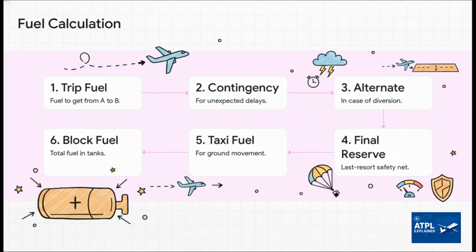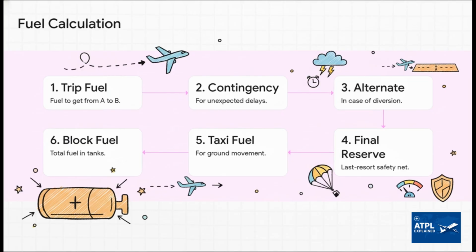First up, you've got your trip fuel. That's what you need to get from A to B. Then you add contingency fuel, just in case of unexpected headwinds or delays. After that comes alternate fuel, in case you can't land at your destination and have to divert. On top of all that, you add your final reserve, which is absolutely non-negotiable.